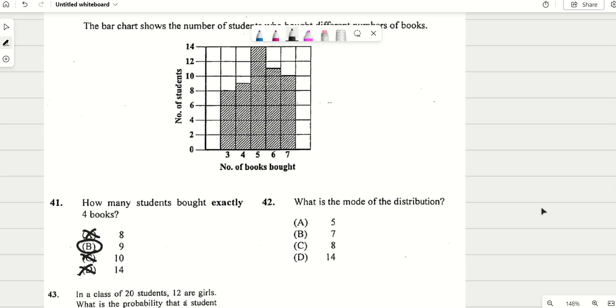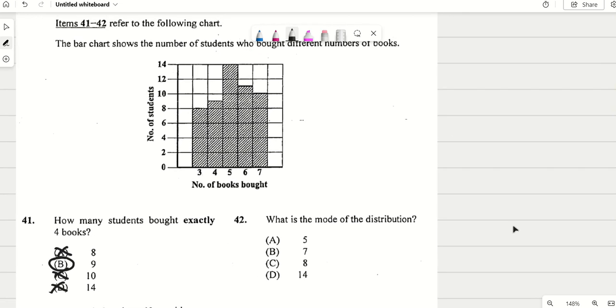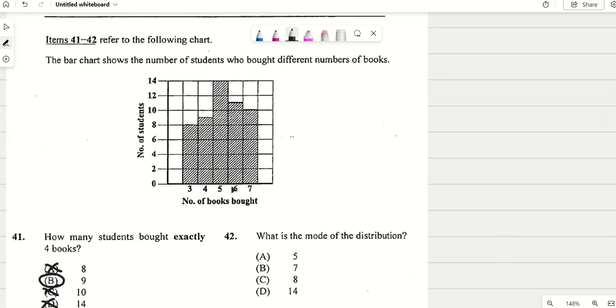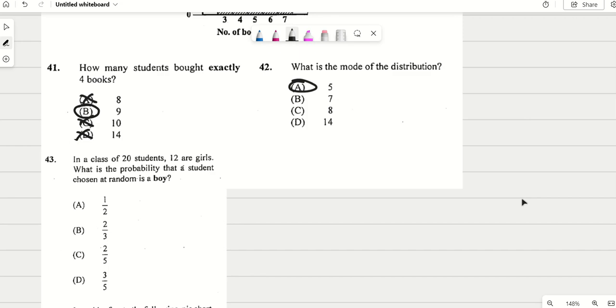What is the mode of the distribution? Right, they ask you what is the mode of the distribution. What is the most popular one? This would be 5 books. Yeah, 5 would be your answer. 5 was the most popular number of books that was bought.